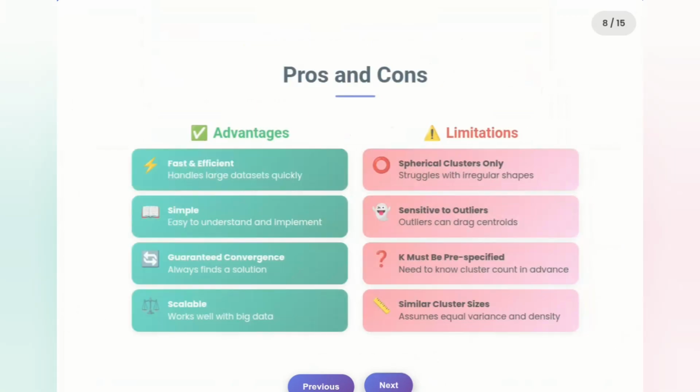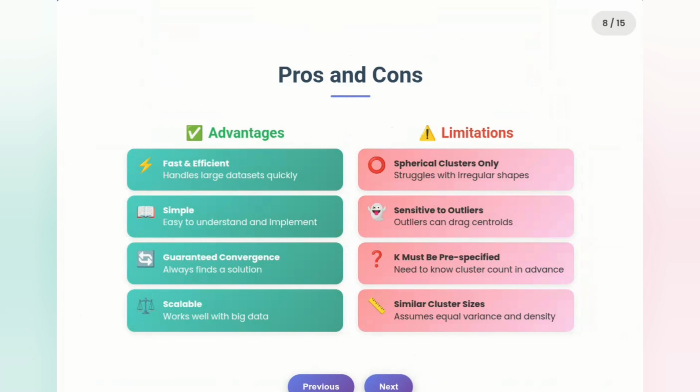Why is K-means so popular? First, it's computationally efficient. It can handle large data sets quickly. Second, it's simple to understand and implement. Third, it works well when clusters are spherical and similar in size. Fourth, it's guaranteed to converge to a solution. These advantages make it the go-to choice for many clustering tasks.